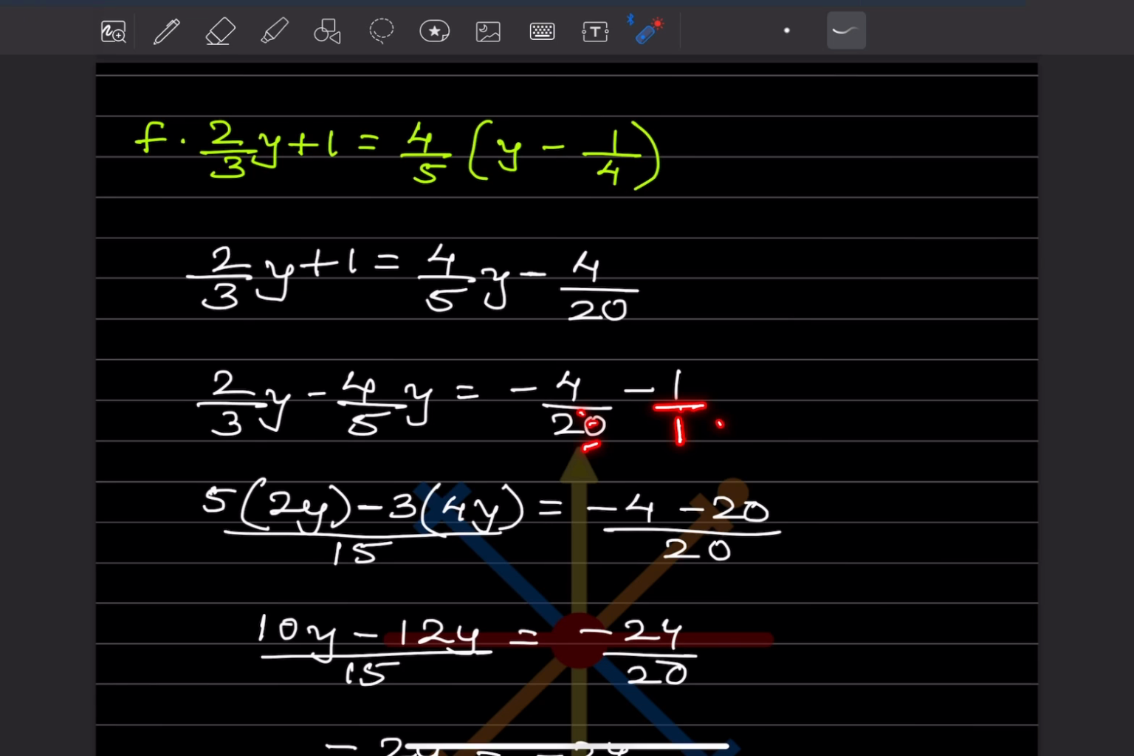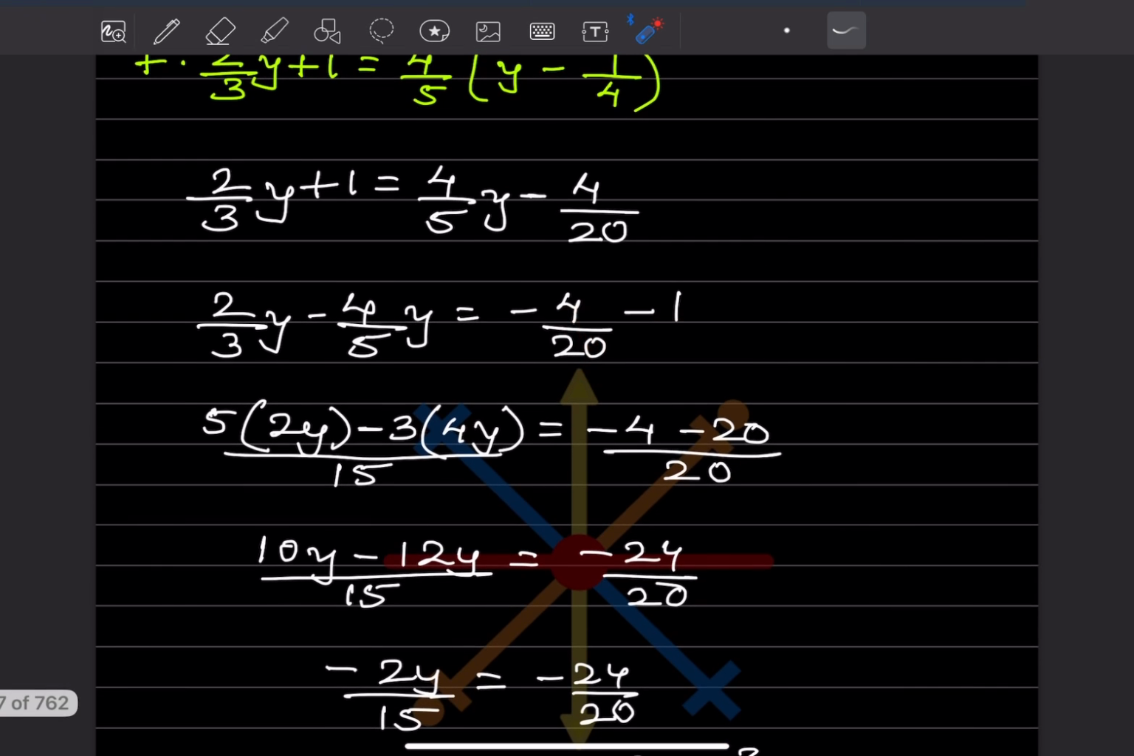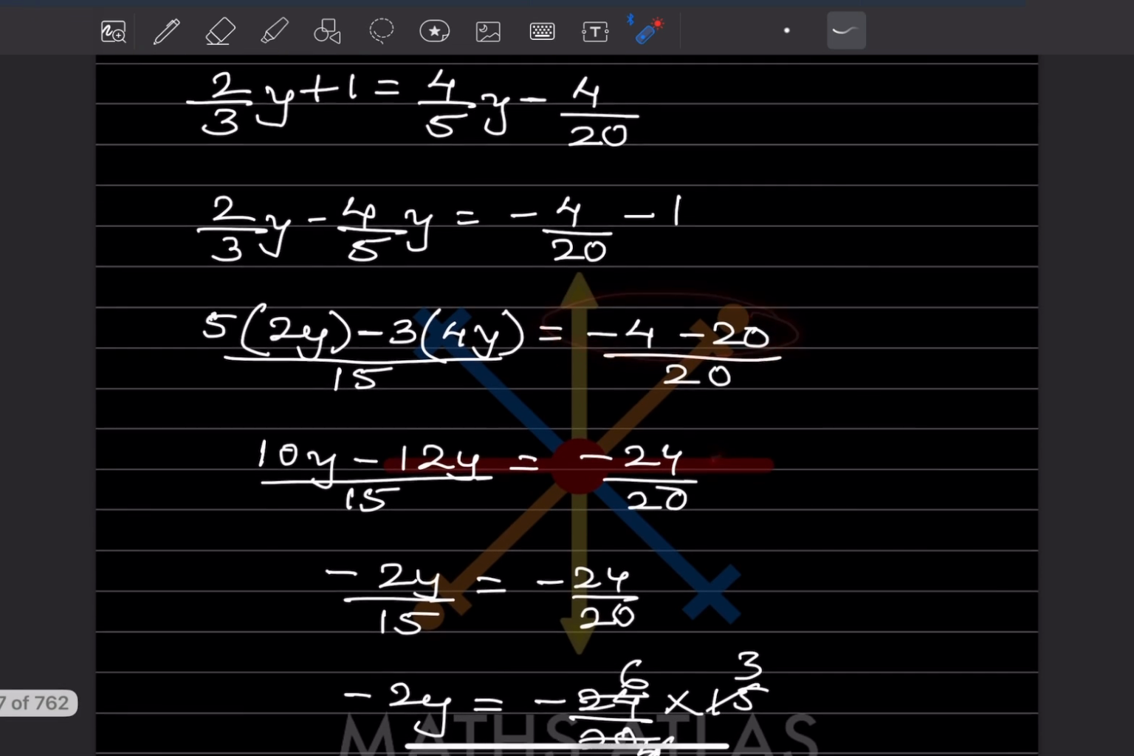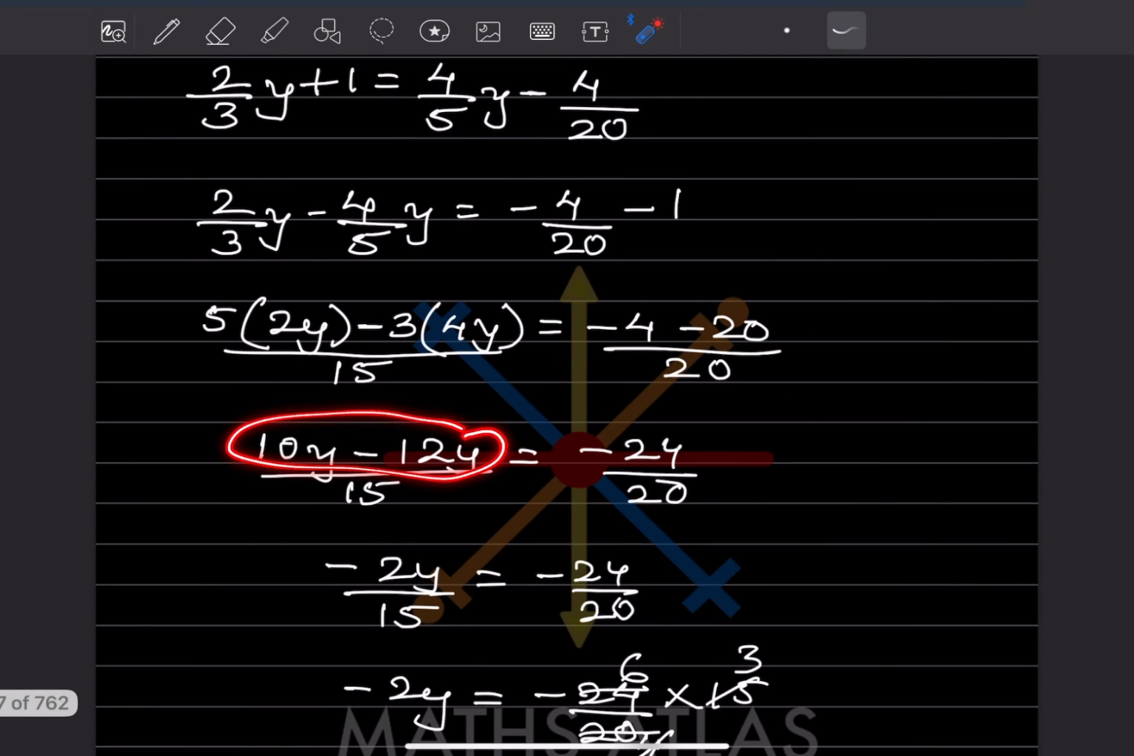And now you can see here again the denominators are different. So this should be multiplied by 20. So that will be minus 4 minus 20 by 20. So this will be 10y minus 12y divided by 15, and this will be minus 4 minus 20 is going to be minus 24 by 20. So now this is going to be minus 2y by 15 is minus 24 by 20.